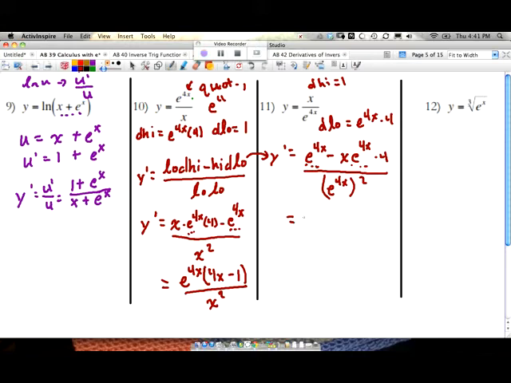Because remember how we factored out that e to the 4x? That's going to affect some of the simplifying here. So I have e to the 4x times 1 from the first term. But the second one has the minus 4x. No big deal there. That's pretty straightforward.